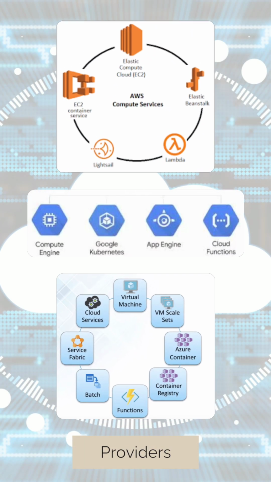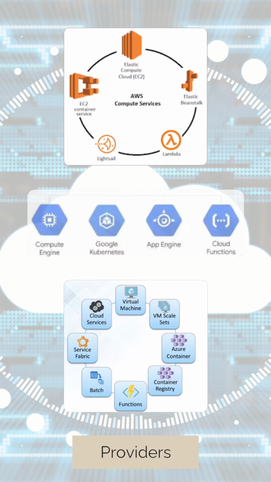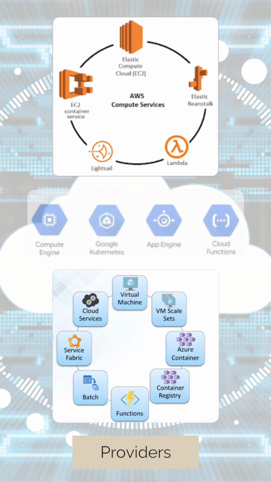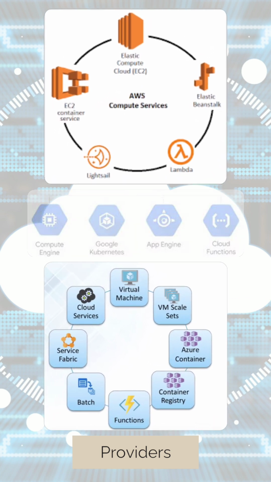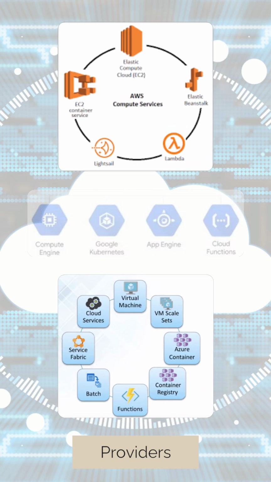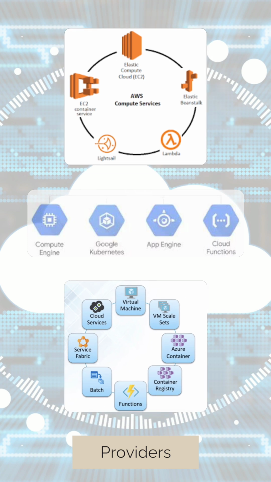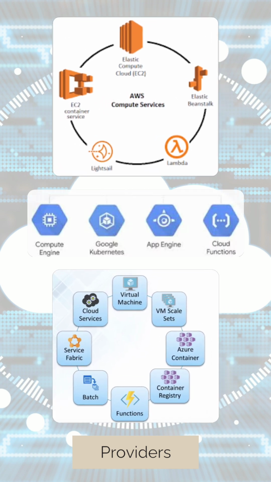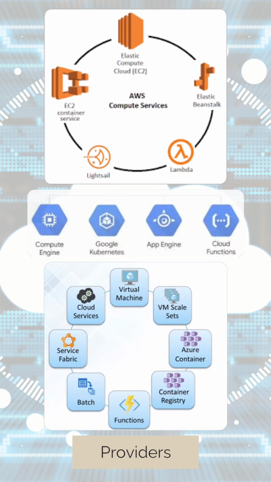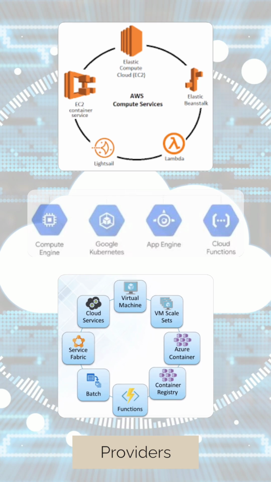AWS has EC2, ECS, EKS, and Lambda, while GCP has Compute Engine, Kubernetes Engine, App Engine, Cloud Functions, and Azure has Virtual Machines, AKS, App Service, and Functions.